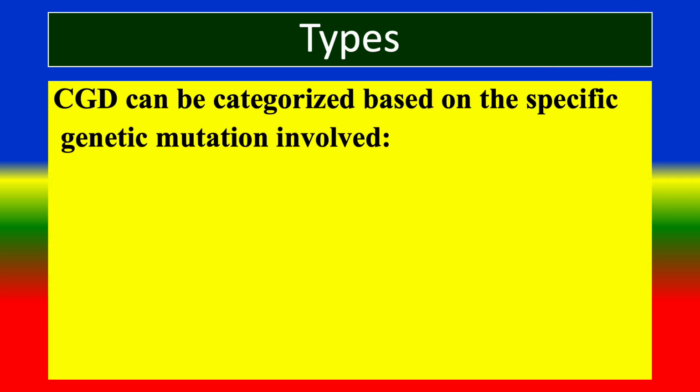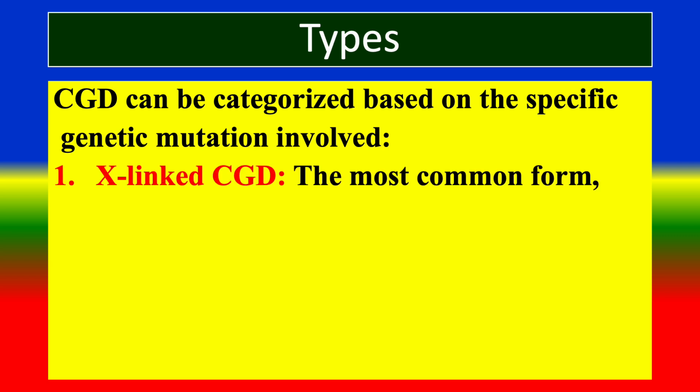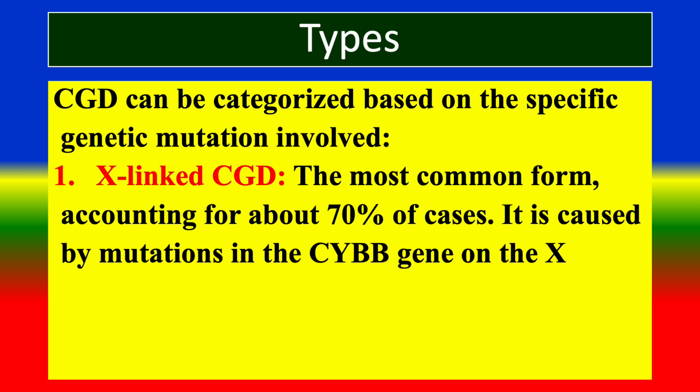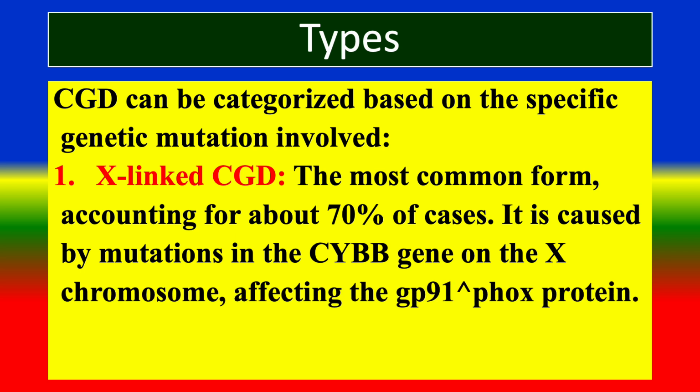Types: CGD can be categorized based on the specific genetic mutation involved. 1. X-linked CGD. The most common form, accounting for about 70% of cases. It is caused by mutations in the CYBB gene on the X chromosome, affecting the GP91 PHOX protein.